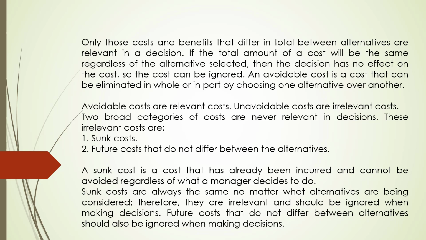An avoidable cost is a cost that can be eliminated in whole or in part by choosing one alternative over another. Avoidable costs are relevant costs. Unavoidable costs are irrelevant costs. Two broad categories of cost are never relevant in decisions. These irrelevant costs are: number one, sunk cost, and number two, future costs that do not differ between the alternatives.